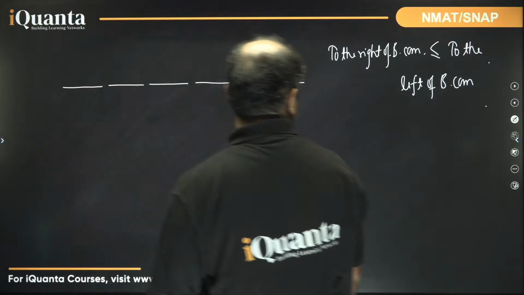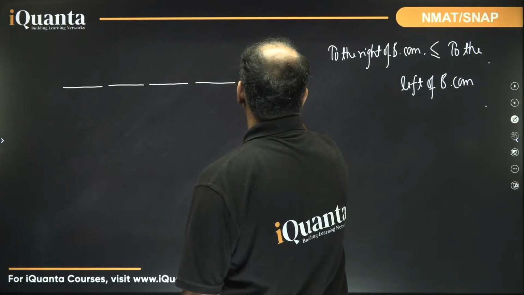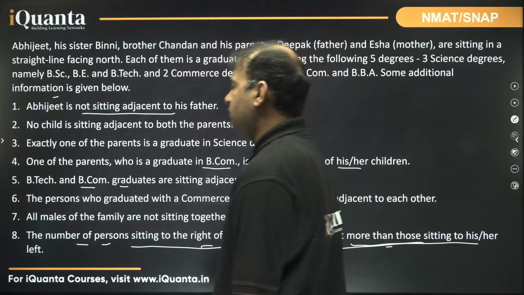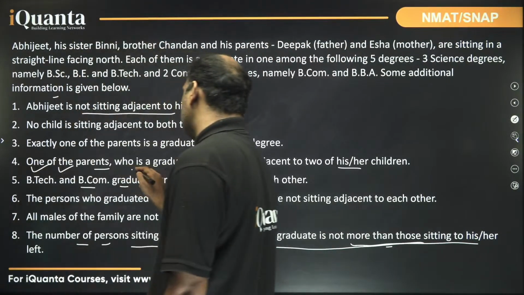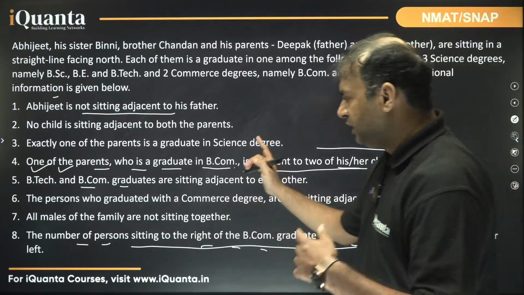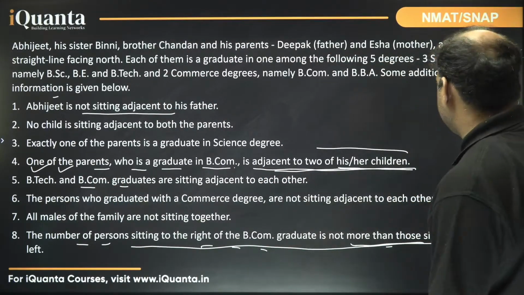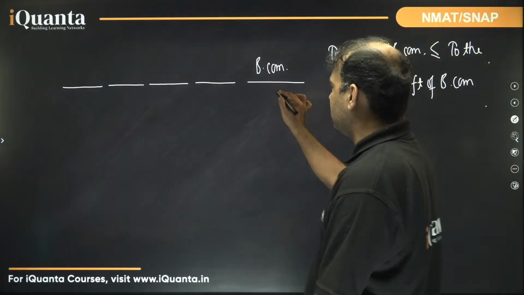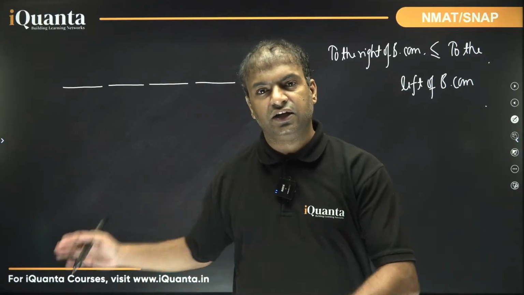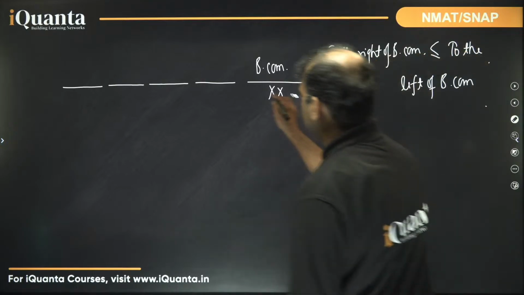So guys, let's say that if BCom person is here, right? By the way, can the BCom person be here? Okay, let me show you one more point, guys. Point number 4 says that one of the parents who is a graduate in BCom is adjacent to 2 of his or her children, right? So BCom graduate is a parent, one of the parents, and adjacent to 2 of his or her children. So one thing is obvious that BCom person cannot be sitting in the extreme place. Otherwise, the BCom person will not be able to sit adjacent to 2 of the children, right? So the BCom person should not be sitting at the extreme place, that we can say first of all.